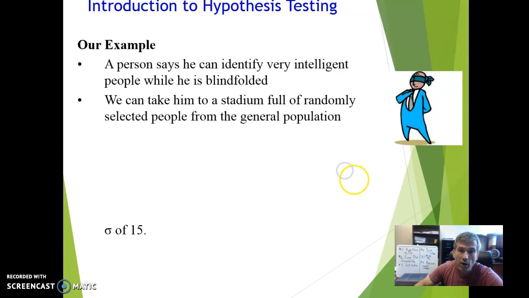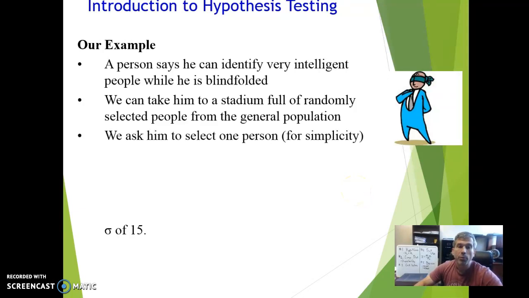So here's what we can do. We could take them to a stadium full of randomly selected people. Let's pretend we got tons of money. We get a stadium full of randomly selected people from the entire population. Half of them are above average, half of them are below average. They're distributed the same way that IQ scores are distributed. So their intelligence levels mirror the overall population. For simplicity's sake, let's say we just have him pick one person. Normally he'd pick a bunch of people and we'd average them together.